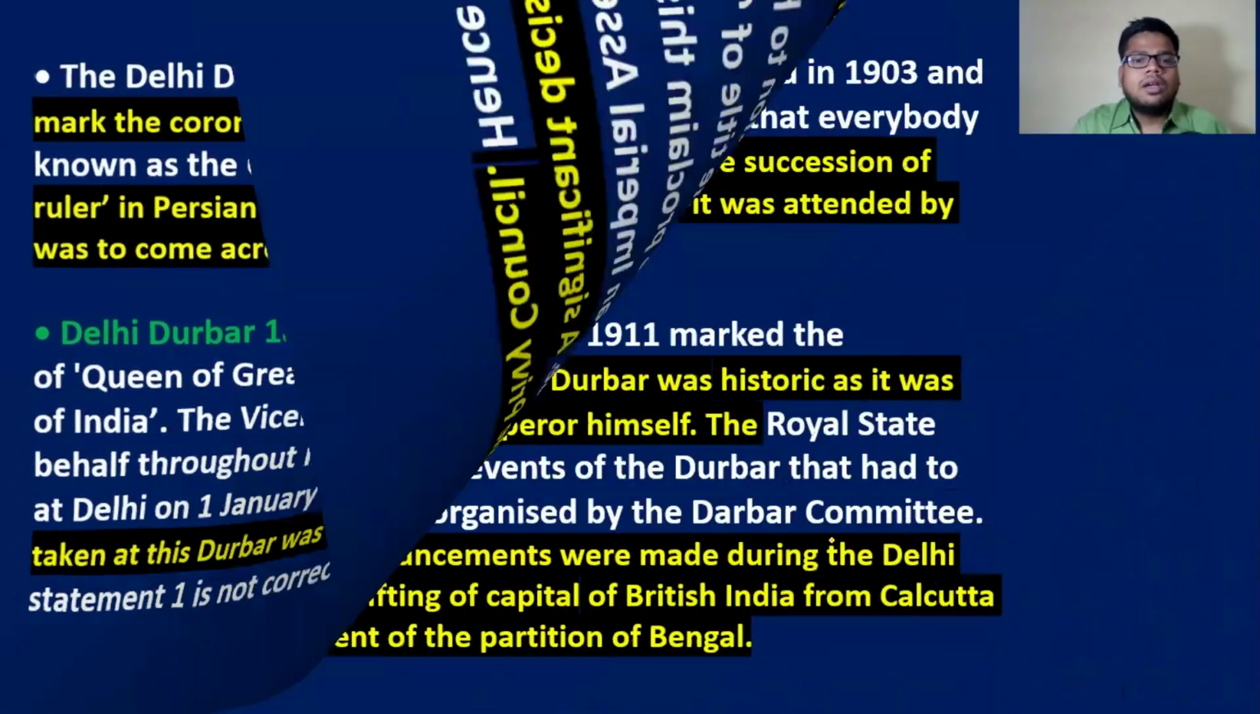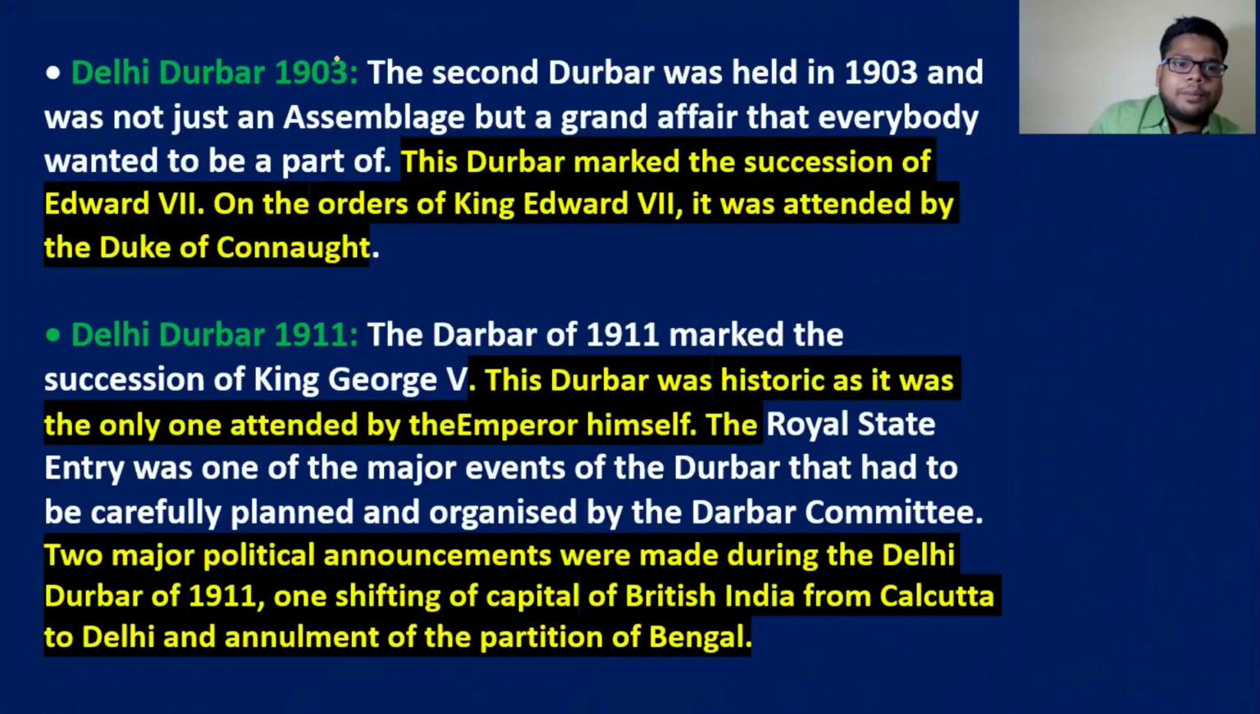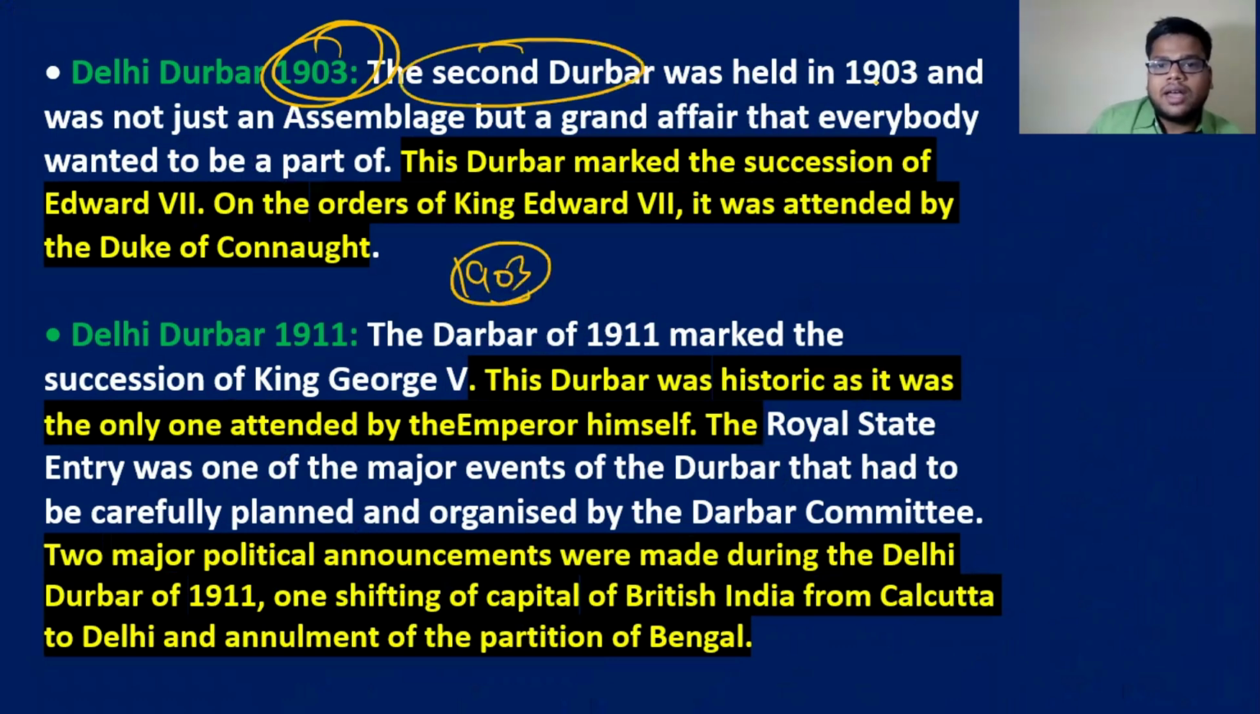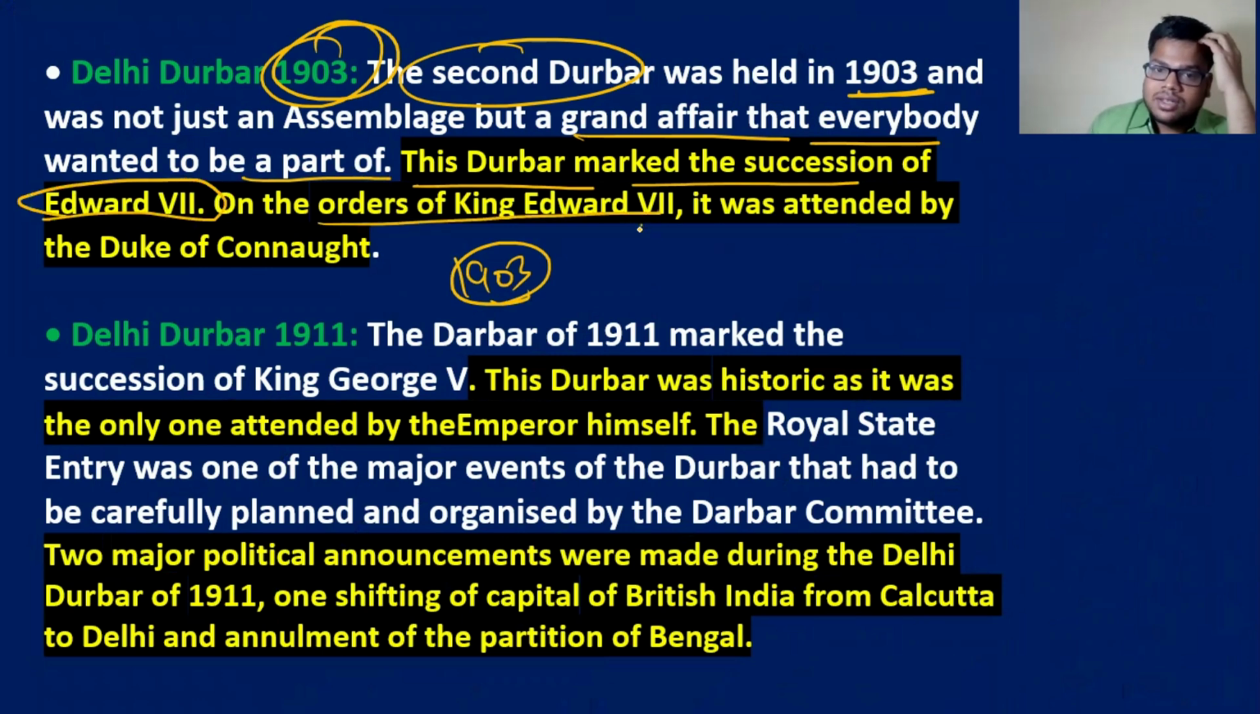Okay. Now, Delhi Darbar happened also in 1903. The second Darbar was held in 1903. It was not just an assemblage, but a grand affair that everybody wanted to be a part of. This Darbar marked the ascension of Edward VII. It was not attended by the king, but by some other prince and others.